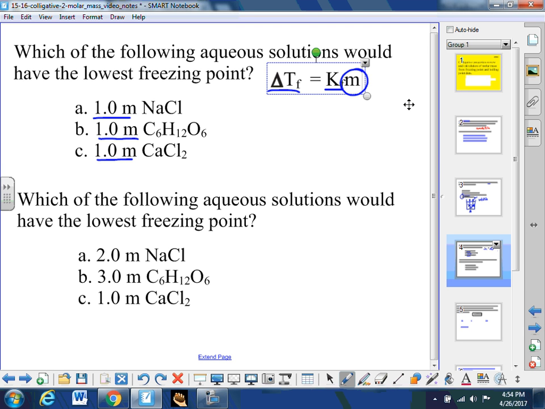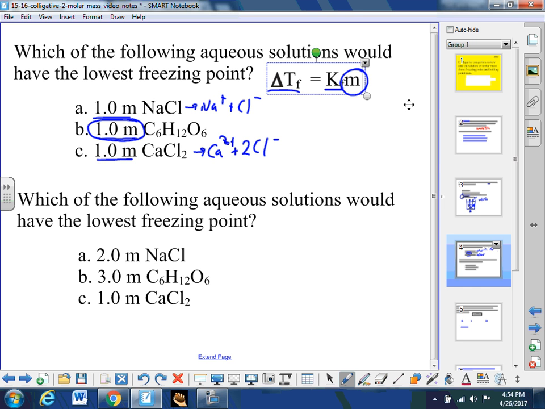Note, we start with the same molar concentration of both A, B, and C. B, however, is a molecular compound. Molecular compounds do not dissociate, so that stays at a 1.0 molar concentration. A and C, however, are ionic compounds that do dissociate. Sodium chloride dissociates into a sodium ion and a chloride ion. Calcium chloride dissociates into a calcium ion and 2 chloride ions.